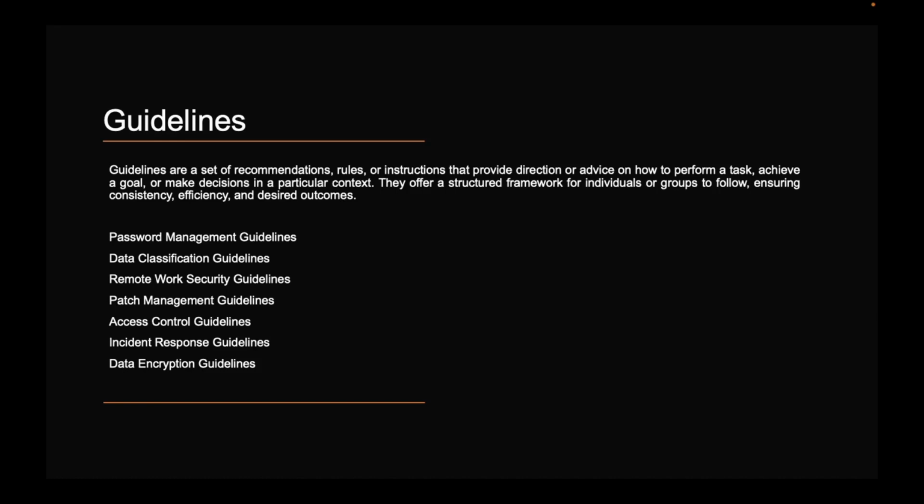Now, guidelines play a crucial role in governance across various domains. They serve as a framework for decision making, behavior, and operations. In the context of information security, guidelines establish a consistent and standardized approach to information security practices within an organization, and ensure that security measures are applied uniformly across different departments and teams.